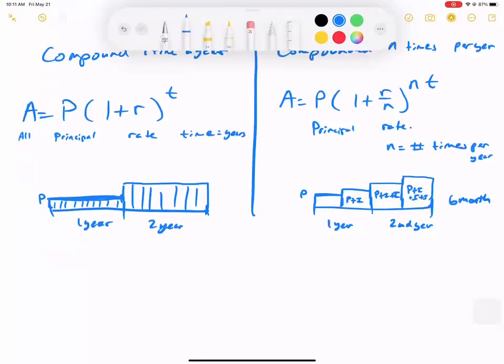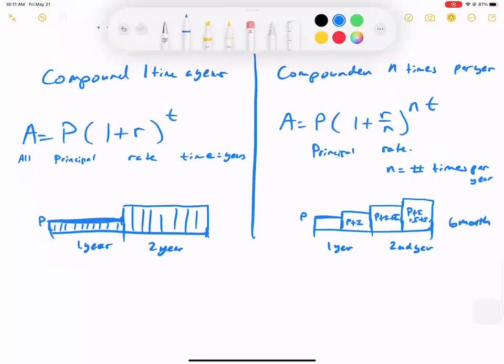Now, here is something I want to show you. These actually are the same equations. If n was just 1, what if I paid you not 3 times a year, not 4 times a year, not 6 times a year?